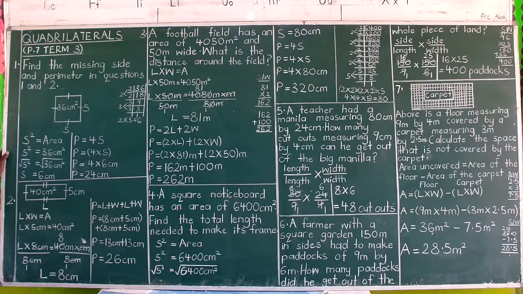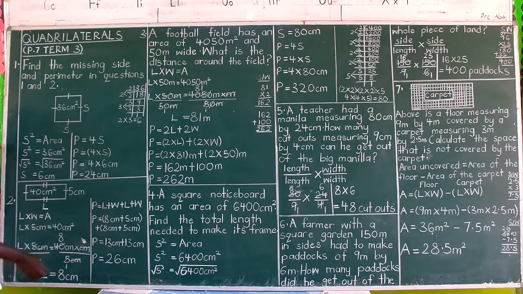Now find the perimeter, the distance around, which is found by addition around. Perimeter is length plus width plus length plus width. It's the one we use here. So perimeter is equal to 8 centimeters plus 5 centimeters plus 8 centimeters plus 5 centimeters.